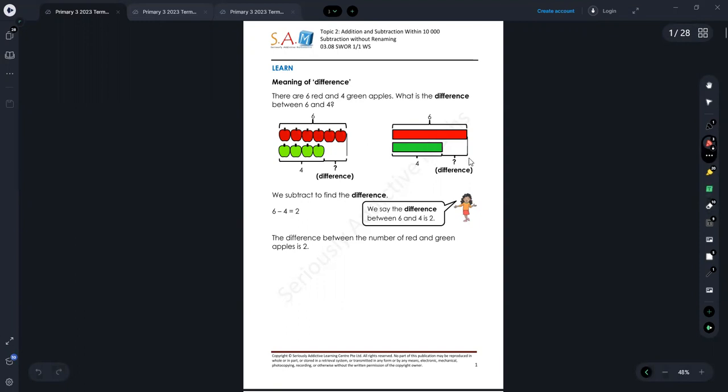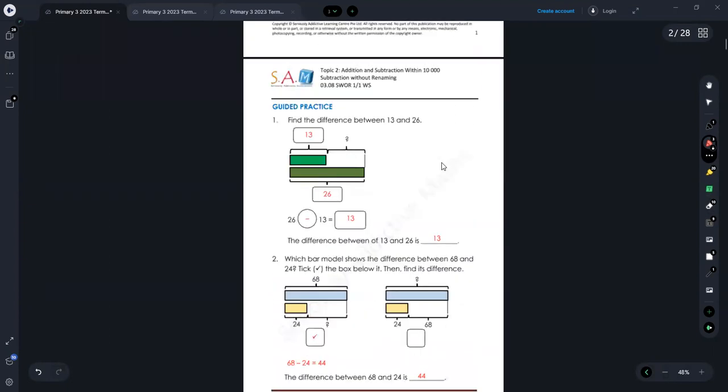Okay, and in terms of bar model, right, it can be looked at this way. So difference is the gap here, right? It may illustrate to the student, right? When you draw a bar model, the difference is the so-called gap here. Okay, so it's quite straightforward.